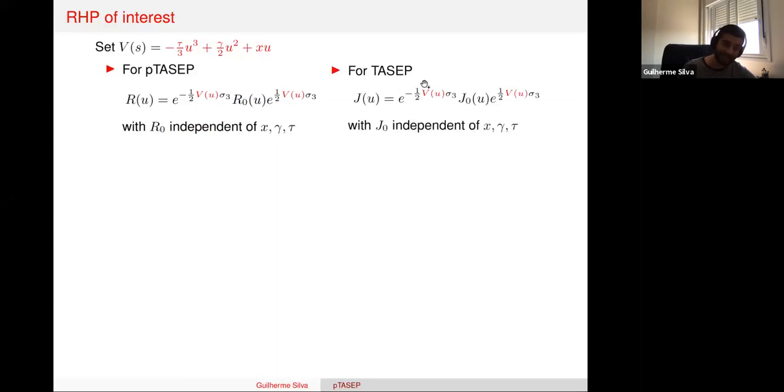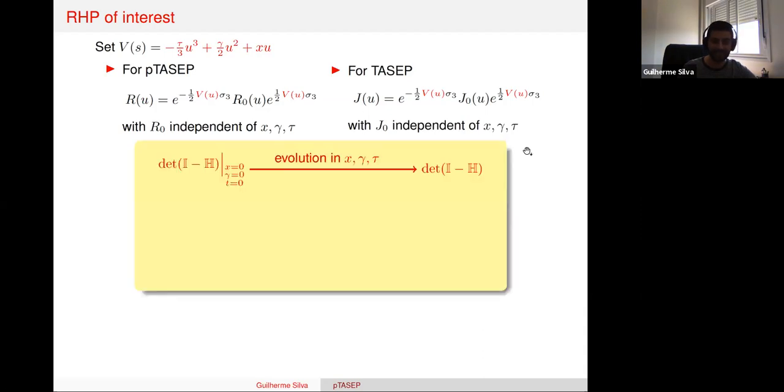And for the TASEP, so for let's say the Dyson version of the GUE, if you do all this, we're now acting on a contour, so we have a jump matrix instead of the residue matrix, but it has exactly the same structure. It's just a matrix independent of parameters, conjugated by a matrix which is computed out of this cubic polynomial V. So the structure is exactly the same. The question is, okay, what do we do with this? We had the Riemann-Hilbert problem, we have this jump, it's relatively simple, and what do we do with that?